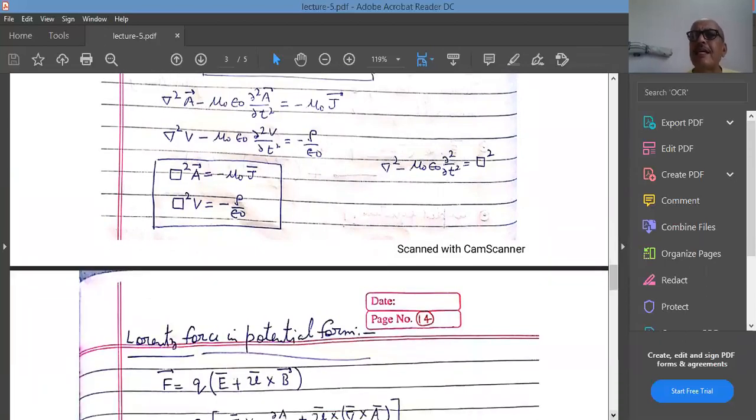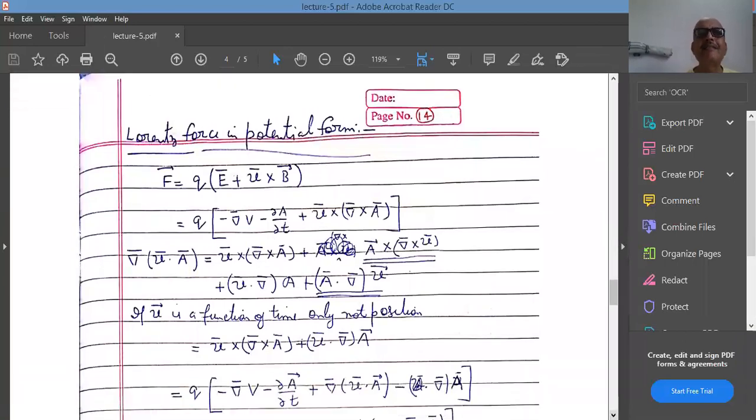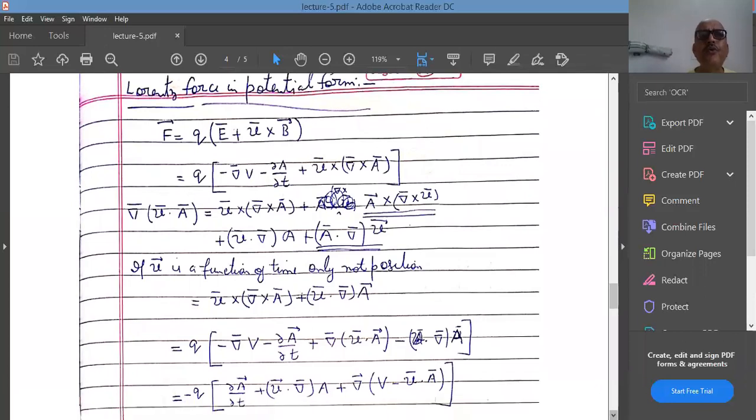Next thing that we have to discuss here is our Lorentz force in the potential form. Let us write down the Lorentz force in the potential. Potential means the vector potential and the scalar potential. So you all know about the Lorentz force. Lorentz force is the sum of the electrostatic force and the magnetic force acting on a charged particle. So we can write mathematically F equal to q into E plus v cross B. E is now minus gradient of phi minus del A over del t, and B is curl of A. So v cross curl of A, we can write it like this.